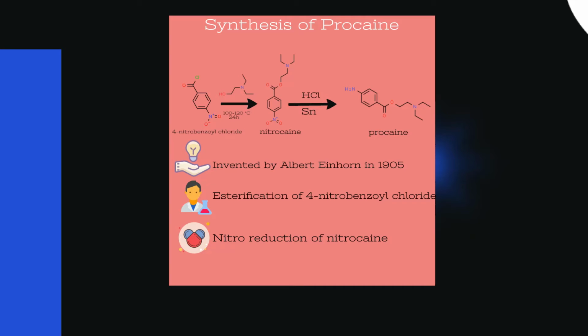In sum, there's an esterification reaction of the 4-nitrobenzoyl chloride, as well as a nitro reduction, reducing the nitro group of the nitrocaine to an amino group, yielding the desired product procaine, or better yet known as Novocaine.